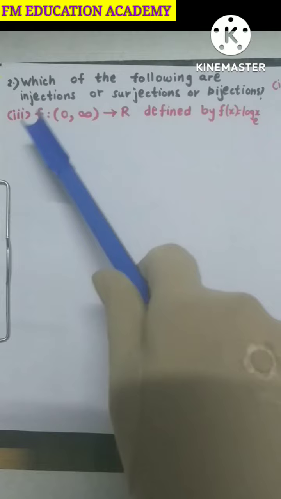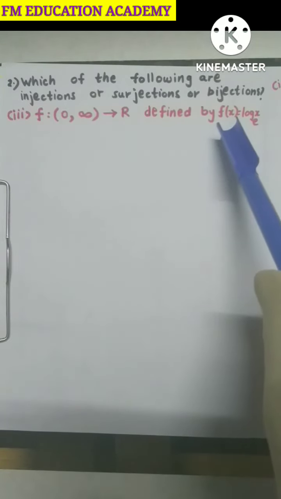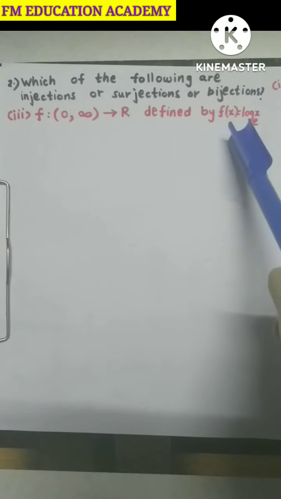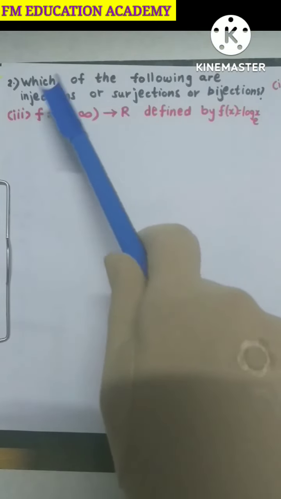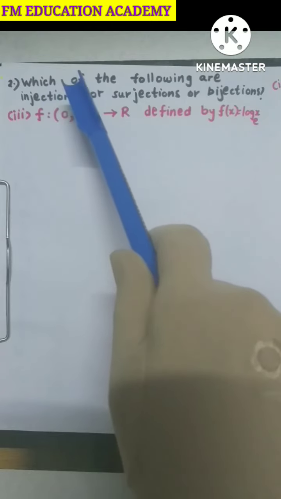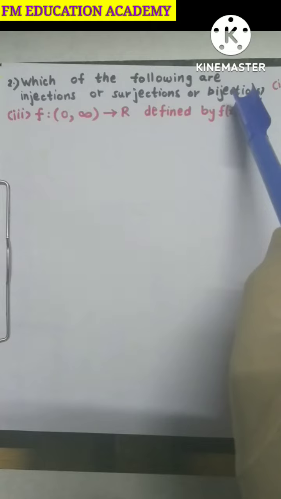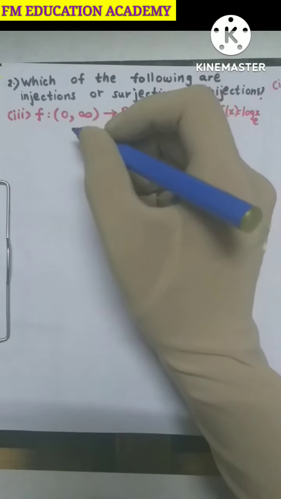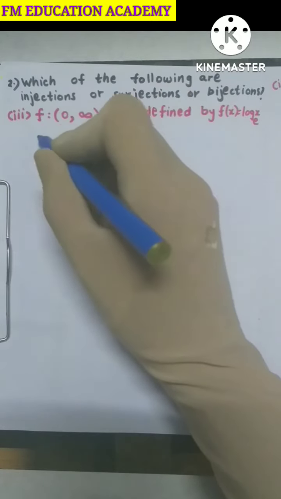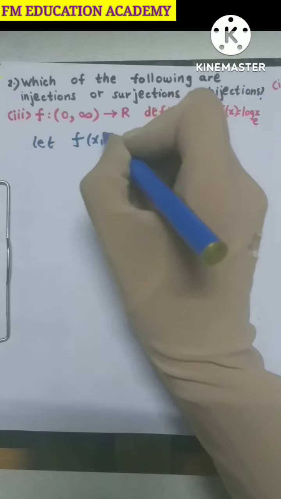Third bit is f is a mapping from (0, infinity) to R defined by f of x is equal to log x to the base e. So first of all, as we know, we will find out if a function is an injection, then we will find out if it is a surjection, and then we will find out if it is a bijection. To find if a function is an injection or not, we have to assume let f of x1 is equal to f of x2.